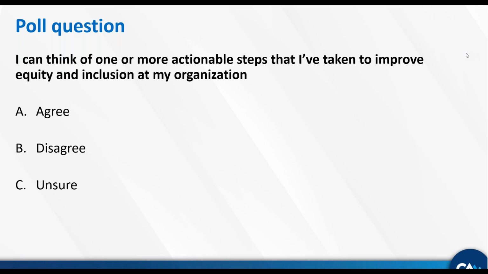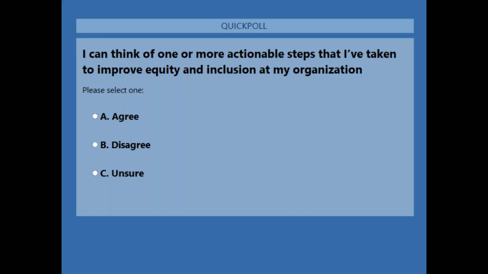So this poll question, again, is asking each person: I can think of one or more actionable steps that I've taken to improve equity and inclusion in my organization. I'm asking this up front before I even define what these mean, to see how people are feeling about it. So I'm going to launch the live poll. Okay, you should see the live version of that. If you can take a moment to answer those. Again, this is optional. If you're willing to answer it, that's great. And these are anonymous. If you participate in the poll, the answers are completely anonymous.